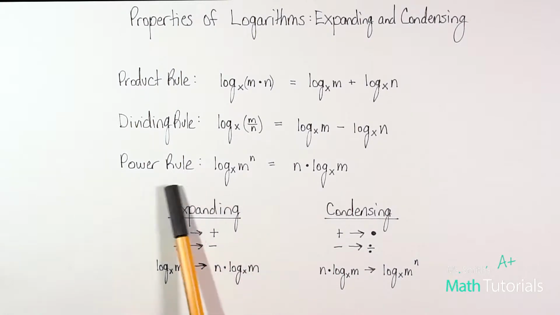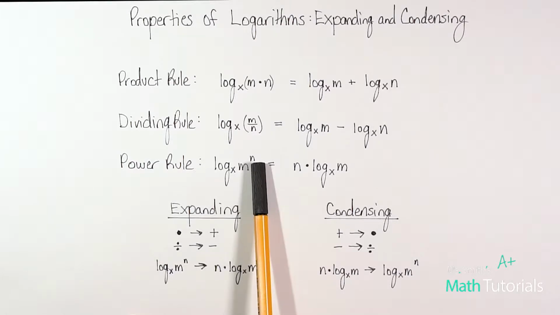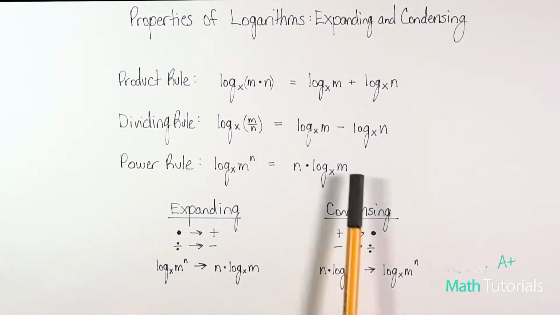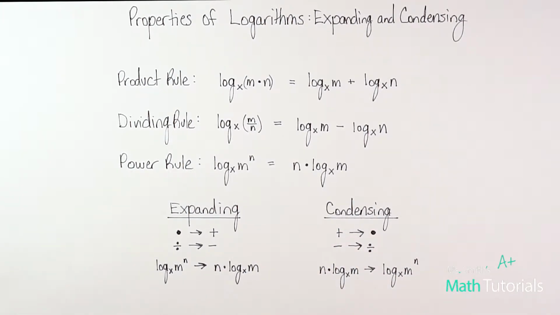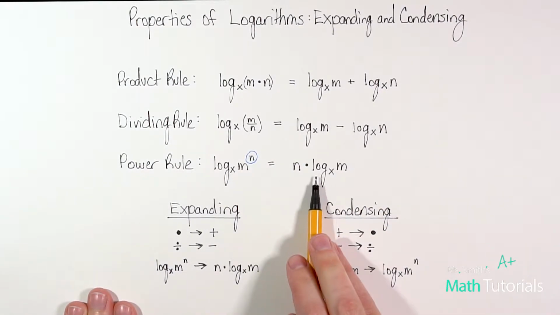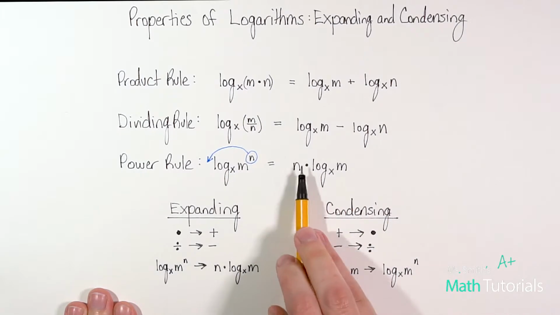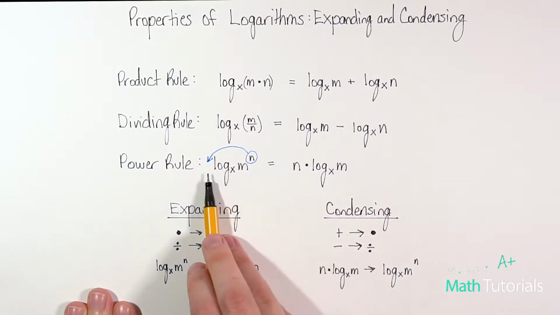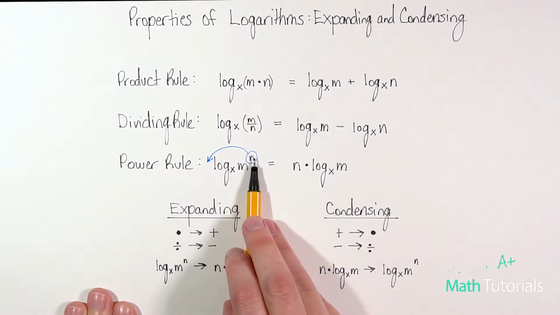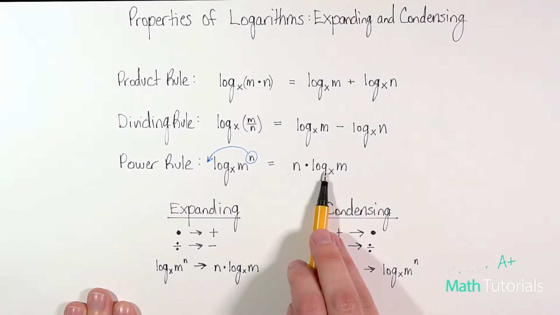Our last rule is called the power rule. So log base x of m to the power of n is equivalent to n times log base x of m. Notice what's happened here. We had this tiny little exponent in our condensed version, and then over here in our expanded version, all of a sudden that n jumped out, got big, and jumped out into the front. So when we go from a condensed form with a tiny exponent, we expand by jumping that exponent out front, making it big, and now we're multiplying.